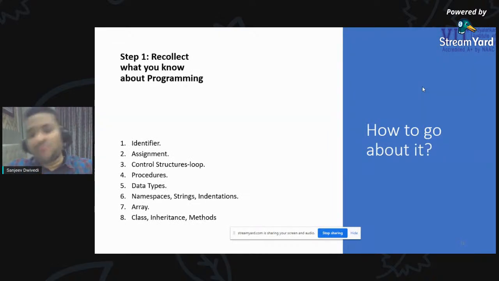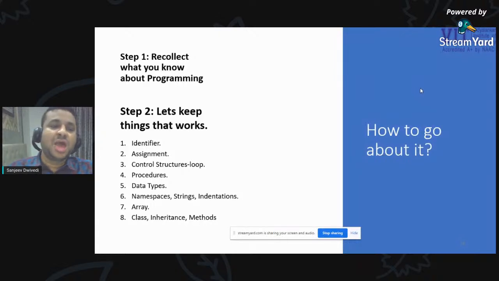So when I talk about programming in my OP, I know identifiers, assignment, hashes, arrays, loops, procedures, data types, namespaces, strings, indentations. Yes, Pascal-style arrays. I mean indentations, not necessarily spaces; basically the ideology is to decide the scope. Also arrays, classes, inheritance, methods. You know what? We will first try to recollect what we know about programming, and then step 2, let's keep things that work for us.